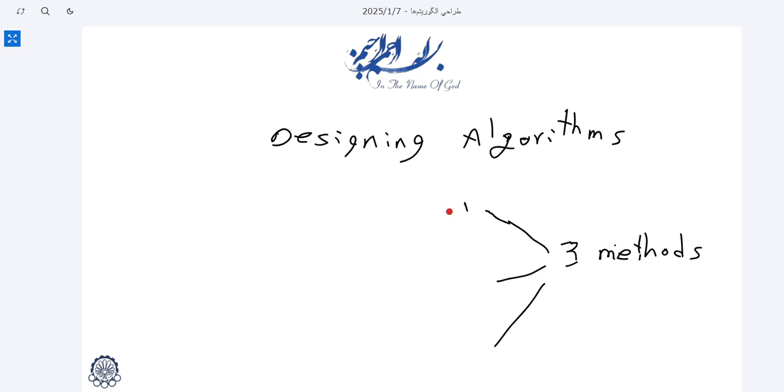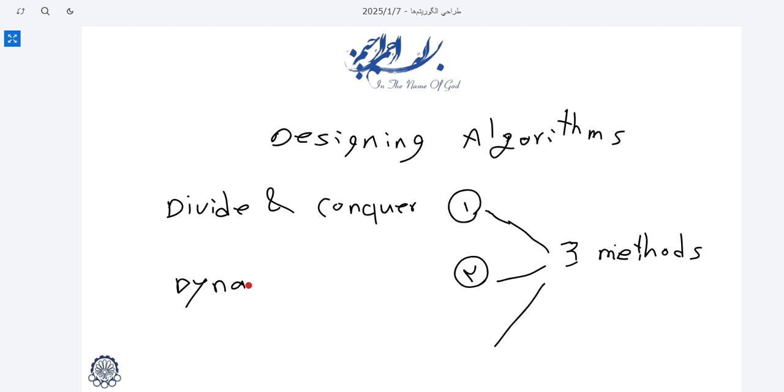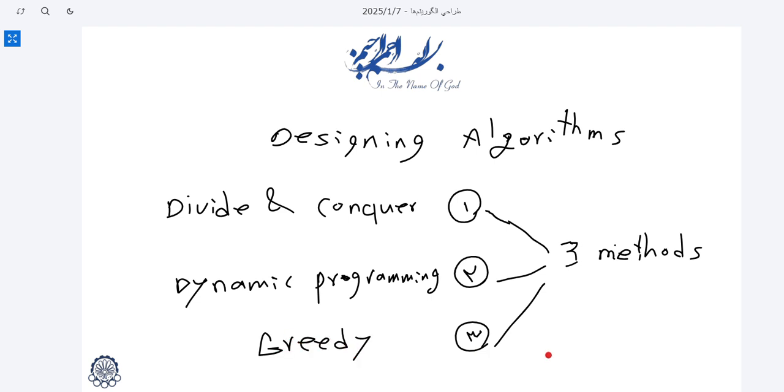The first general method is divide and conquer method. The second method is dynamic programming. And the third method is greedy method.